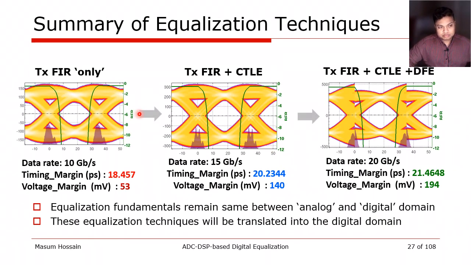Now it's a good point to summarize this equalization technique. From the left to the right, equalization complexity increases and so does the performance. We are running the link at a higher speed, from 10 gigabit all the way to 20 gigabit. But despite running at high speed and compensating more loss, the voltage margin improves and so does the timing margin. When I move from analog to digital domain, the fundamental equalization concepts remain the same. What will change is the implementation method that we will discuss later.